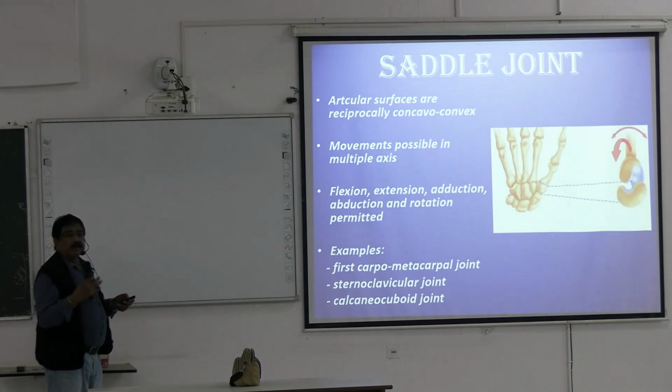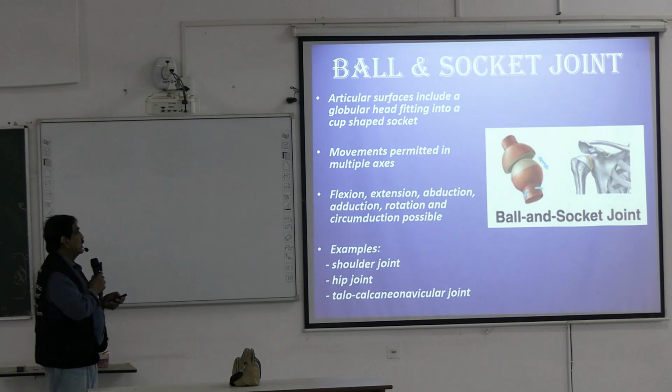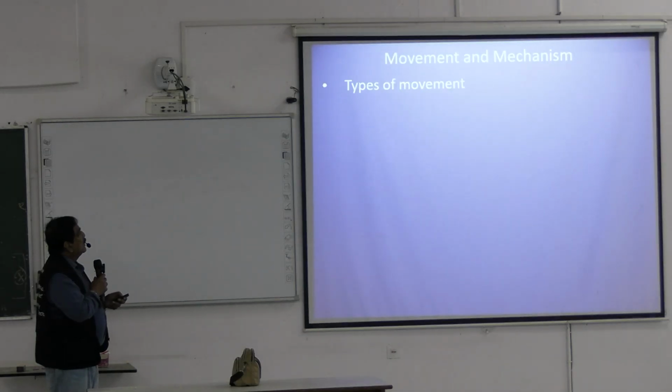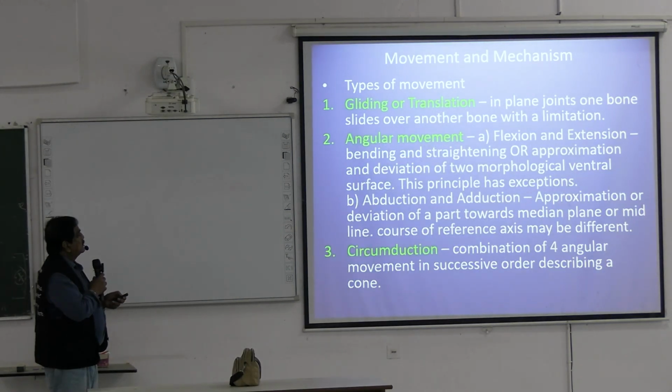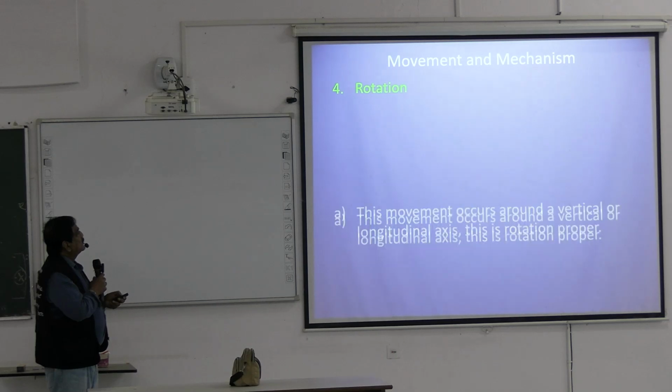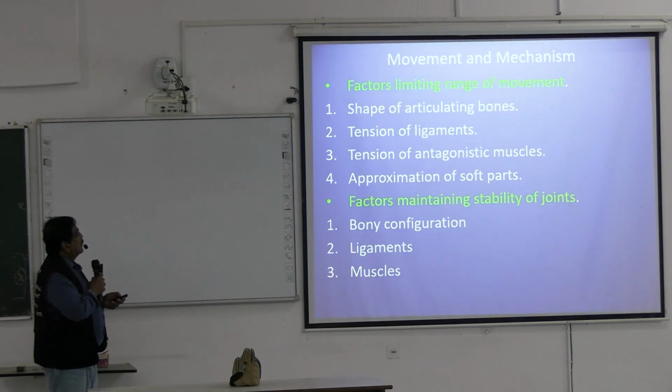Examples: first carpometacarpal joint, sternoclavicular joint, and calcaneocuboid joint. Now, ball and socket joint. Gliding, angular movements, circumduction, rotation. Factors limiting range of movement: you just see the shapes of articulating bones. Factors maintaining stability of joint: bony configuration, ligaments, muscles.